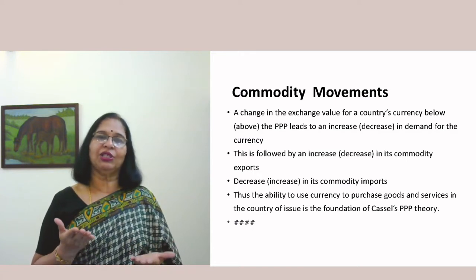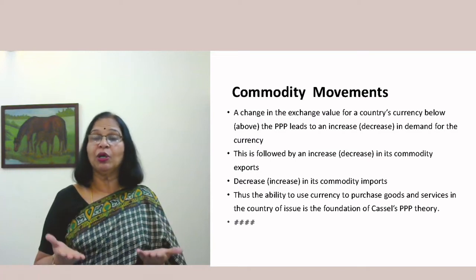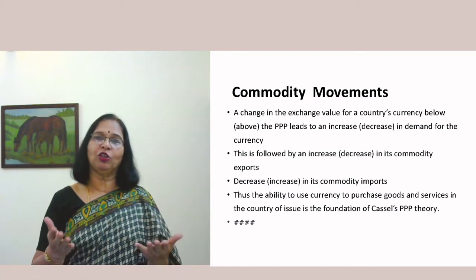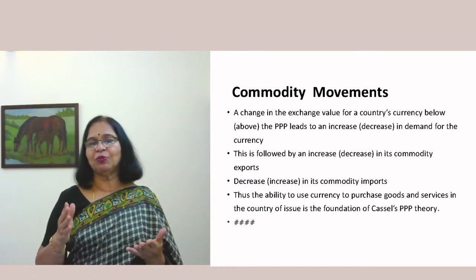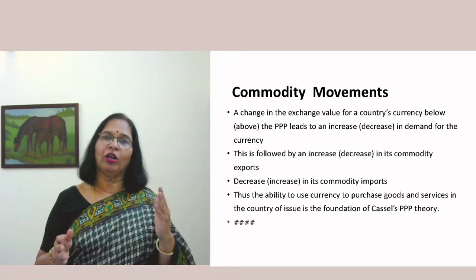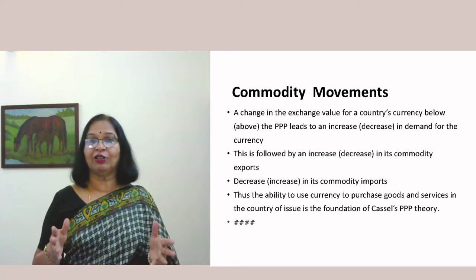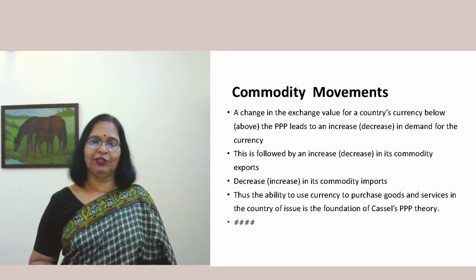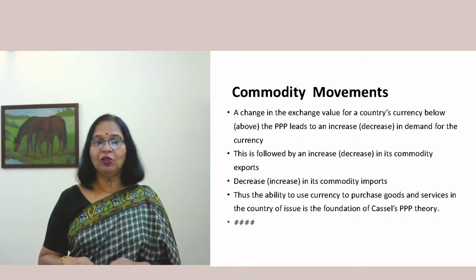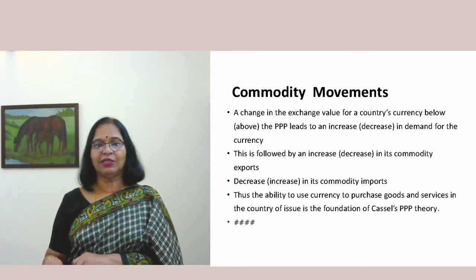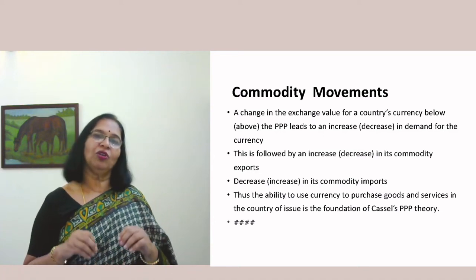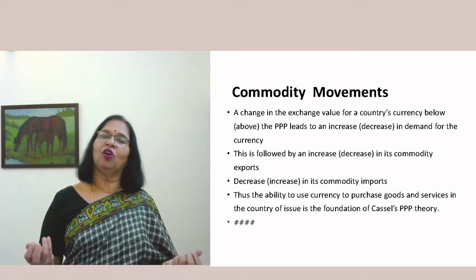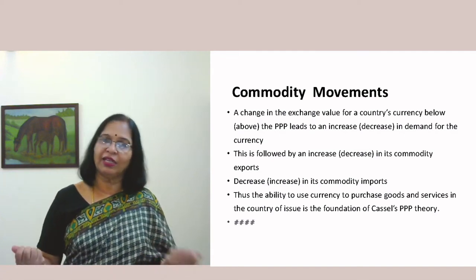So the fluctuations in the exchange rate between two countries on the inconvertible paper currency standard can be explained with the help of the movement of commodities, which is expressed in terms of export or import of commodities by the respective countries, which is an effect of the change in the currency value due to inflation. Thus, the ability to use currency to purchase goods and services in a country is the foundation of purchasing power parity. What is ultimately the purchasing power parity? It is the ability of the currency to buy goods and services in their respective countries.